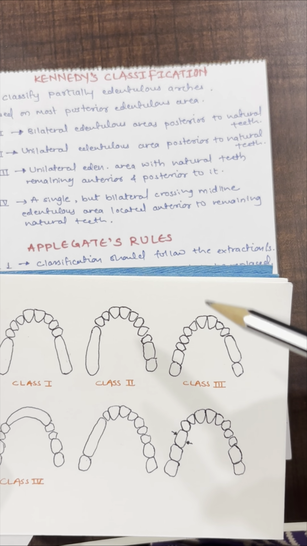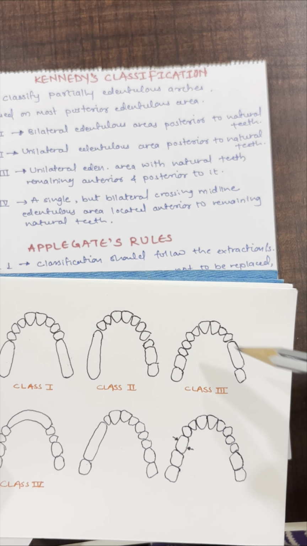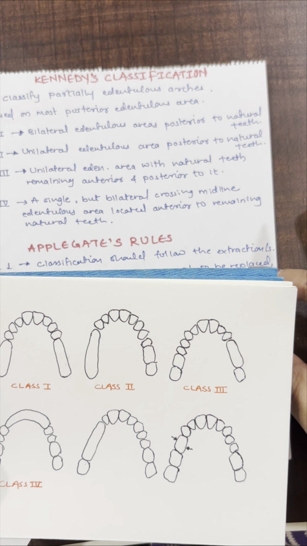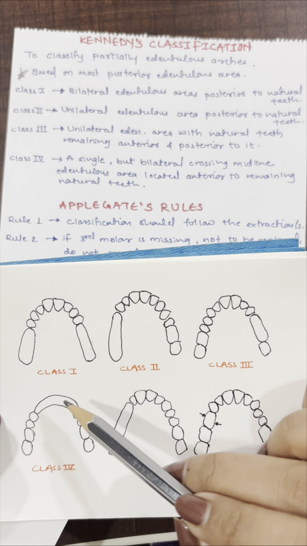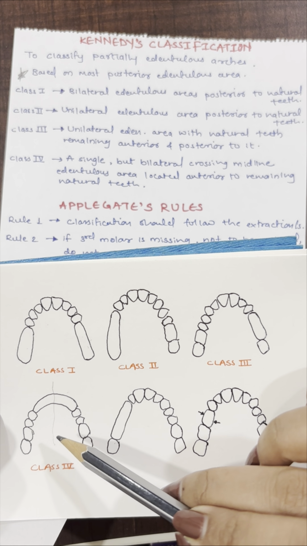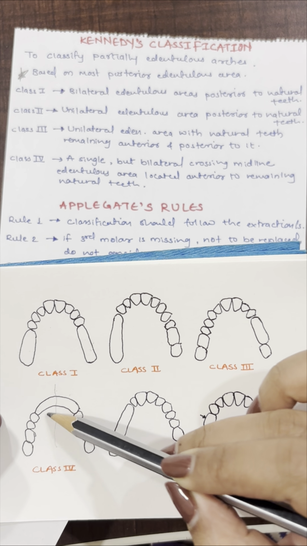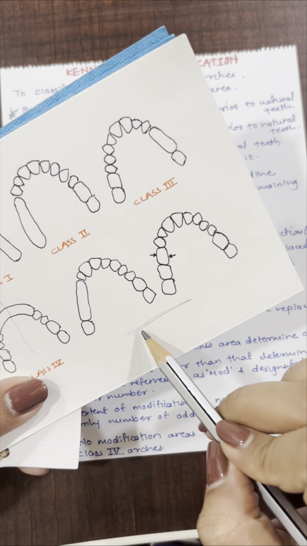Third is unilateral edentulous area with natural teeth anterior and posterior to the edentulous space. Next, class 4 is a single but bilateral crossing the midline edentulous area located anterior to the remaining natural teeth. I want you all to comment down what classes are these two.